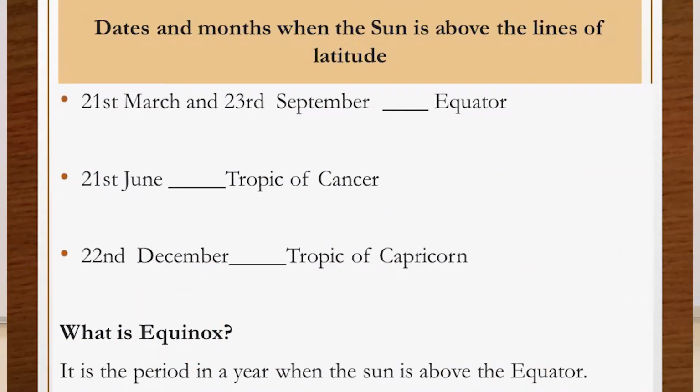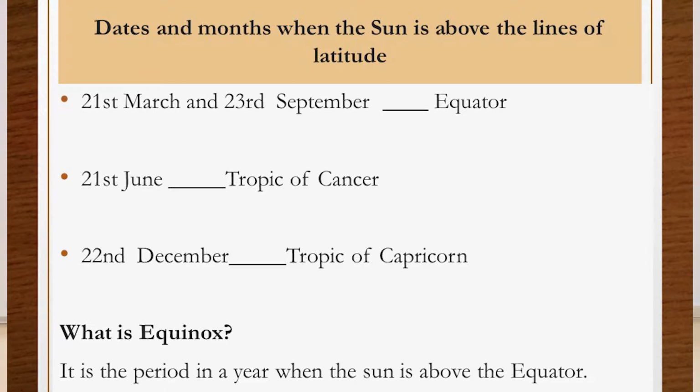Then we have the dates and months when the sun is above the lines of latitude. We're majorly going to look at three lines: the equator, Tropic of Cancer, and the Tropic of Capricorn, because those are the lines that cross Africa. To begin with, we have the equator as the major latitude. The sun is above the equator on 21st March and 23rd September. Mostly on those days we experience high temperatures because of the direct sun rays.